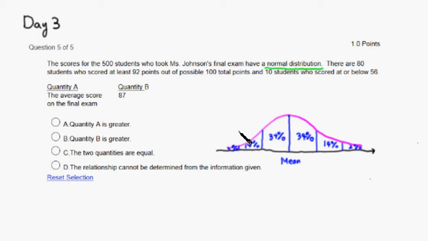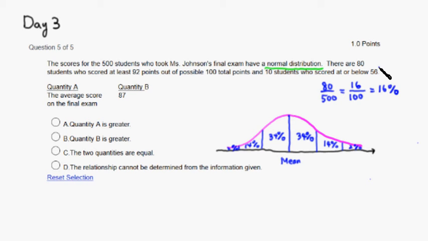So this is the normal distribution, and it says that there are 80 students. What's the percentage of 80 students? So it's 80 out of 500. So I'm going to divide top and bottom by 5. You get 100 on the bottom. 80 divided by 5 is 16. So this is 16%.